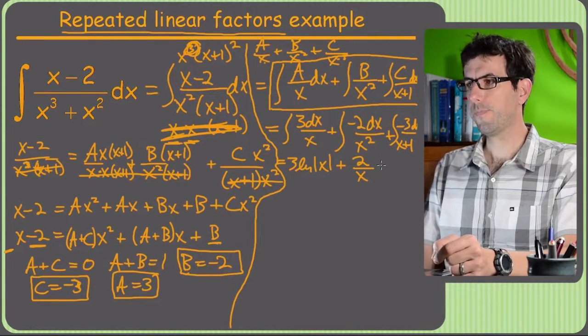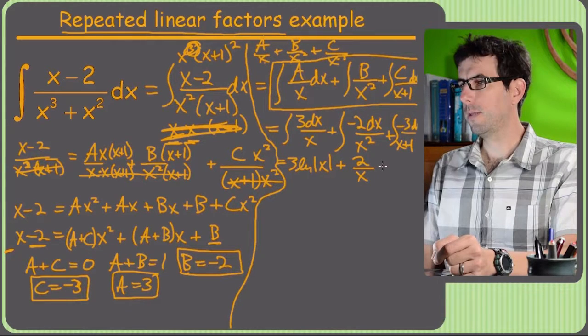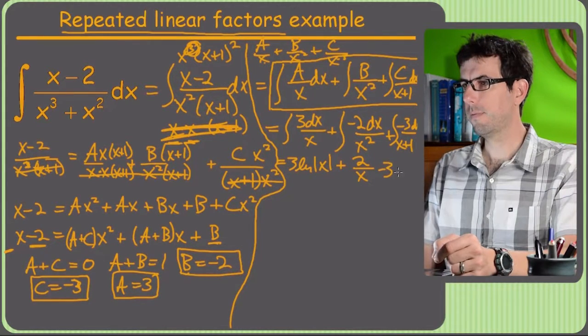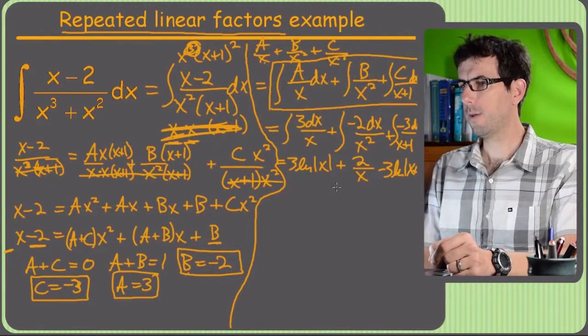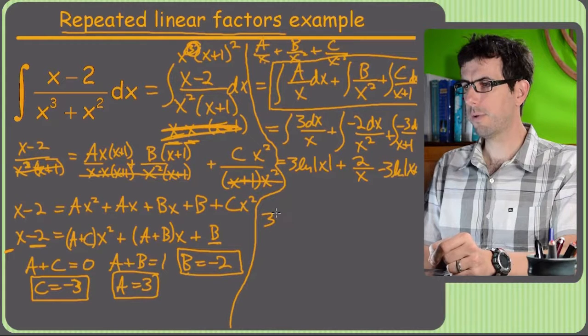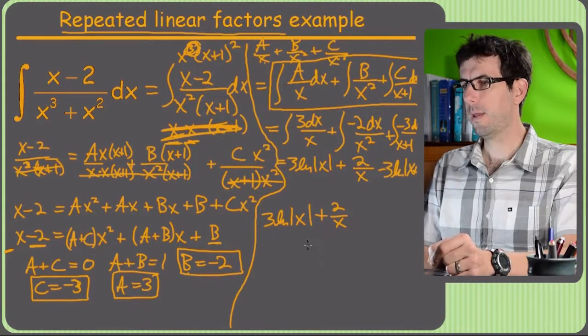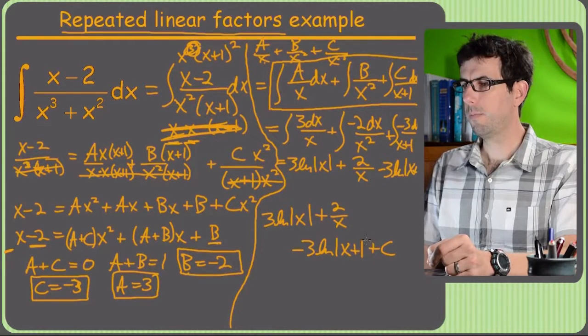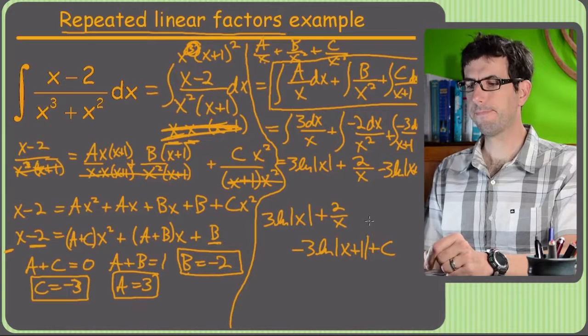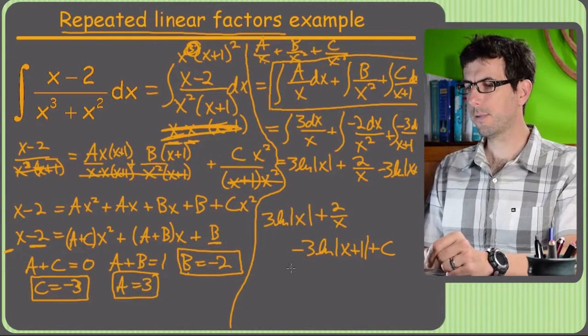And last one is -3 ln of x plus 1. Oops. Alright, so I'll rewrite that because I squished it really bad. So I get 3 ln x plus 2 over x minus 3 ln of x plus 1 plus c. Alright, super awesome.